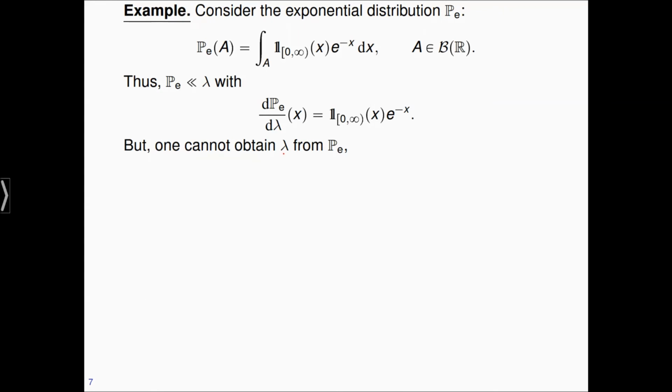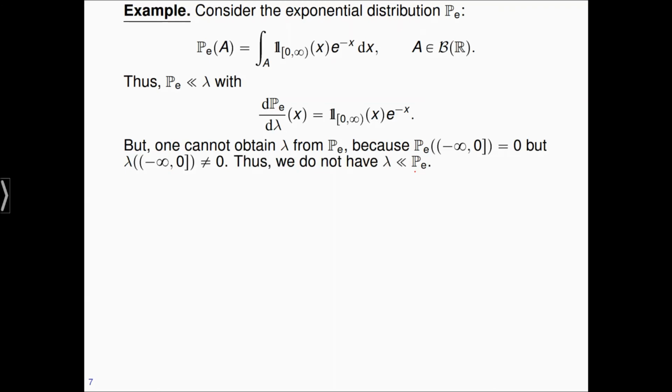One cannot obtain lambda from the exponential distribution because, for example, the exponential distribution applied to the set from -infinity to 0 is 0, but of course the Lebesgue measure of this set is not 0. This shows that the exponential distribution is not a reference measure for the Lebesgue measure, or technically correct, lambda is not absolutely continuous with respect to the exponential distribution. Because if it were, then the sets that have 0 measure under the exponential distribution would also have to have 0 measure under the Lebesgue measure, and this is not the case.